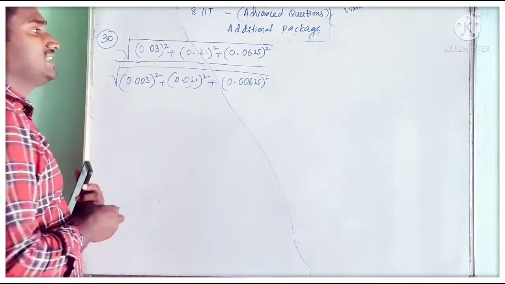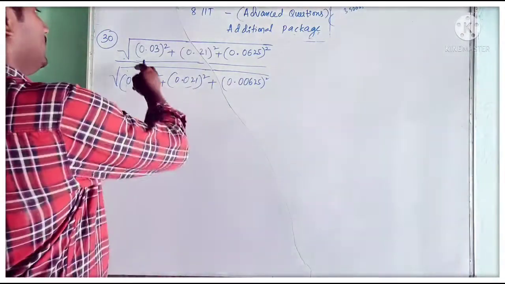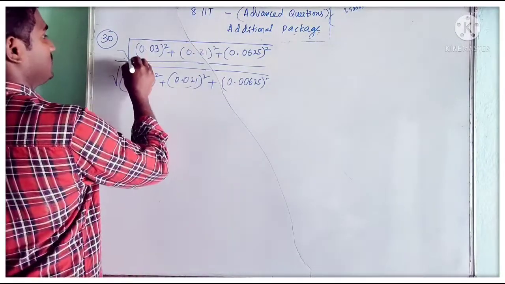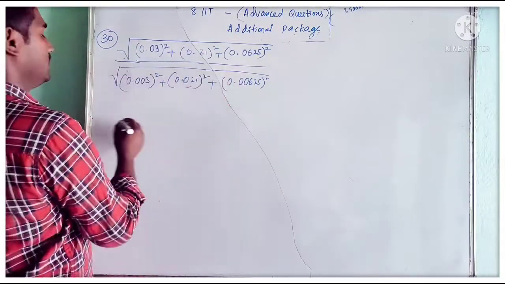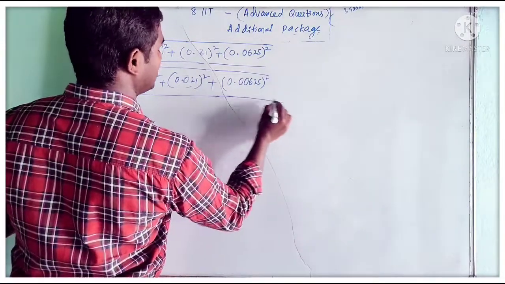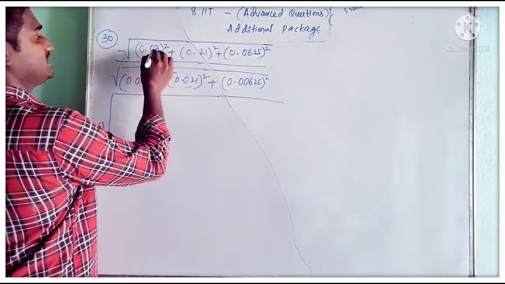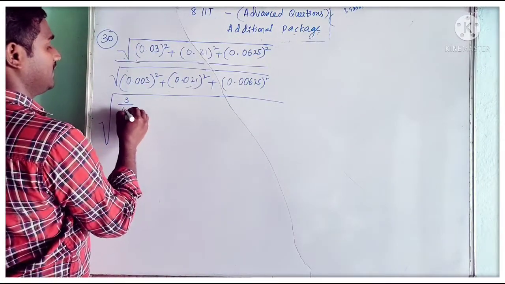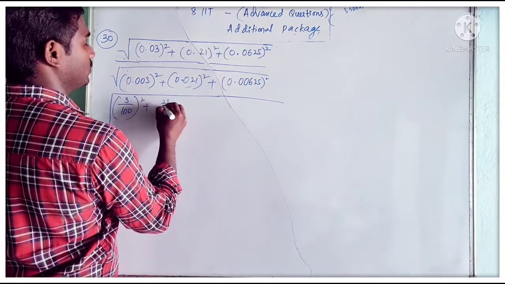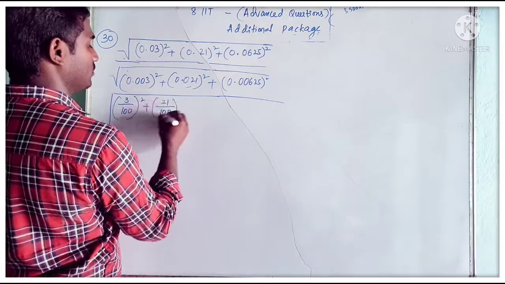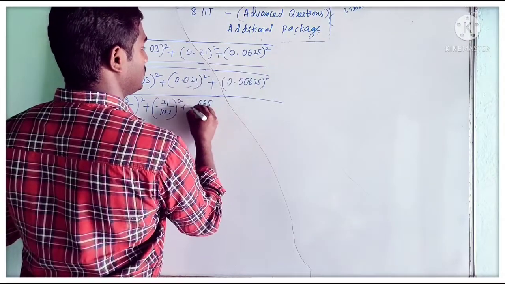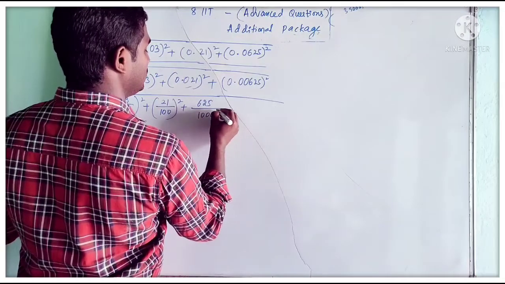So first, it is easy to simplify if I write it in fractions. In the numerator we have a root and in the denominator also a root. I am writing the whole square root by converting the decimals to fractions: 0.03 we can write as 3 by 100 whole square, plus 0.21 as 21 by 100 whole square, plus 0.0625 as 625 by 10,000 whole square.